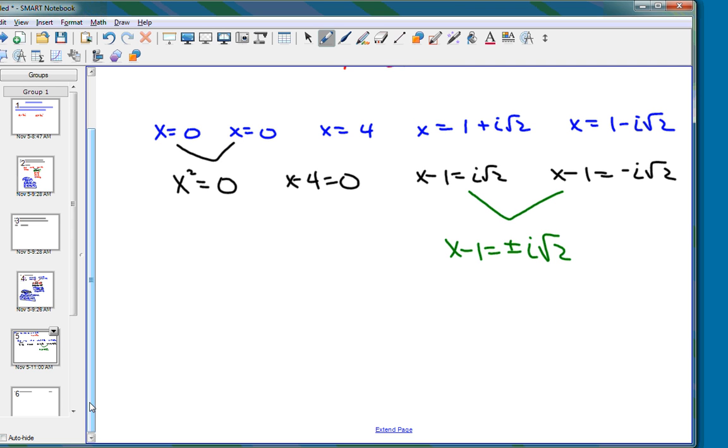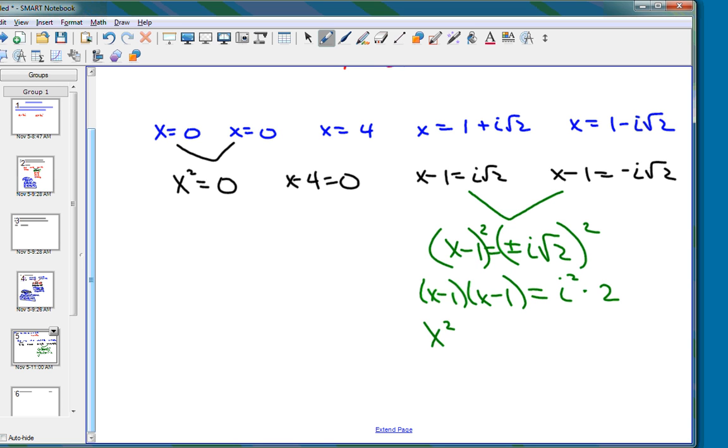Which then, how do I get rid of that? Square both sides, that's going to give me x minus 1 times x minus 1 is equal to i squared times, what is the square root of 2 times the square root of 2? It's just going to be 2 because that gives you the square root of 4. The square root of 4 is just going to be 2. So that's x squared minus 2x plus 1 is equal to negative 2. And I'm going to let you guys finish it from there. I've done a lot of the hard work for you, haven't I? Can you guys finish it from there? Well, you can.